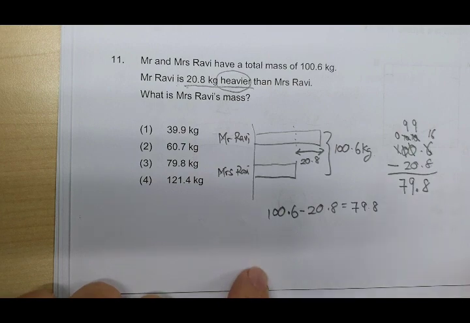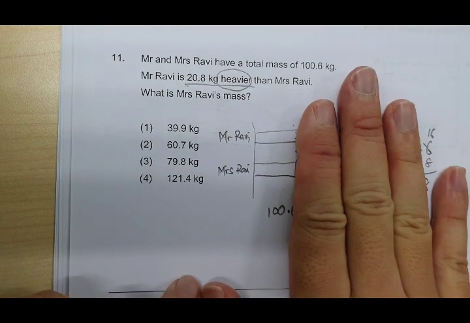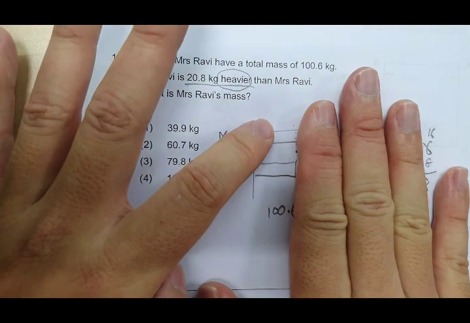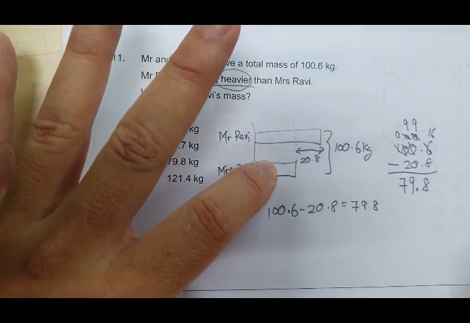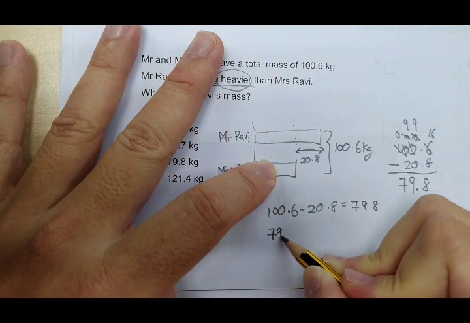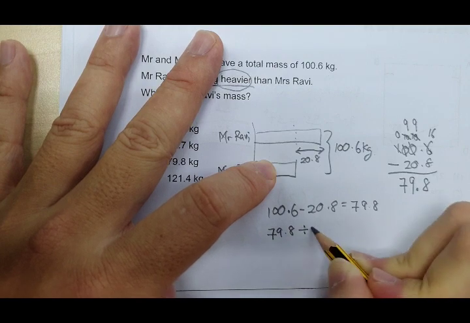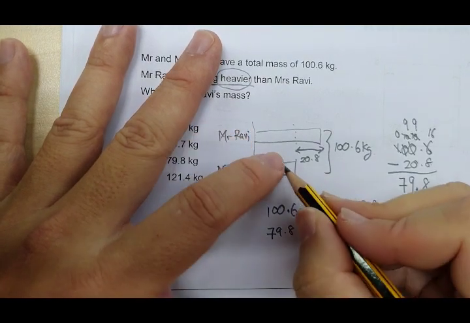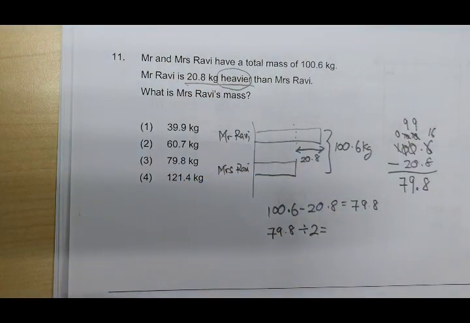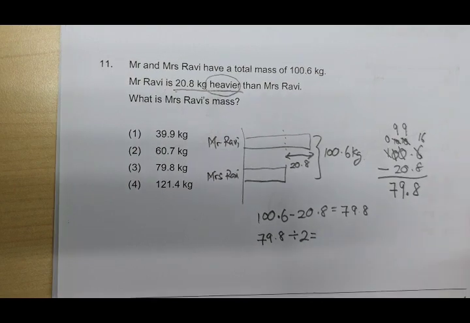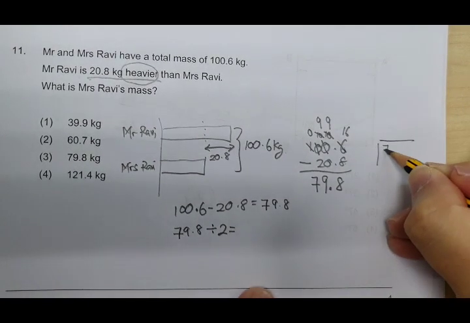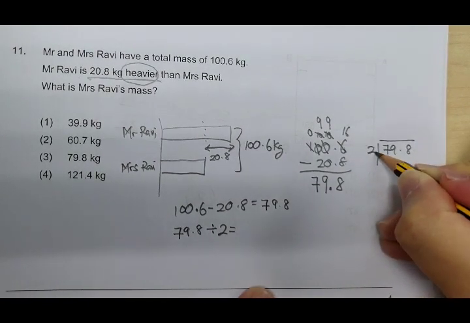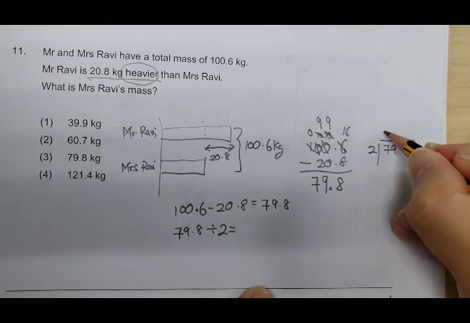Let us see what we can do. Remember, after you take away 20.8, what are we supposed to do? Very good. 79.8 actually represents these 2 bars. So we need to split 79.8 by 2, so that we understand what 1 bar represents. How many kilograms does it represent? So when we do that, let's do the working this side. Let me shift it over. 79.8 divided by 2. 7 divided by 2. Let us see.